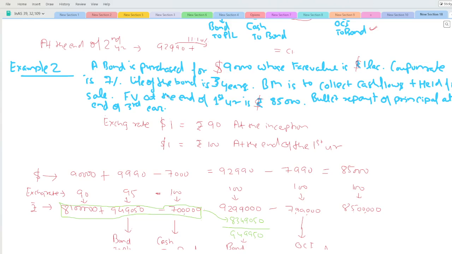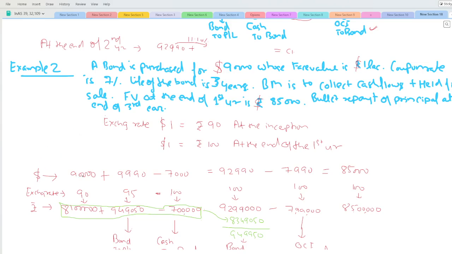In the material, it is not written, if I am correct, that for the FVOCI, wherever the FX rate movement is there, where will it be going? It will be going into the P&L, profit and loss. Similarly, the interest or the dividend, if it is there, those are also going into the P&L.